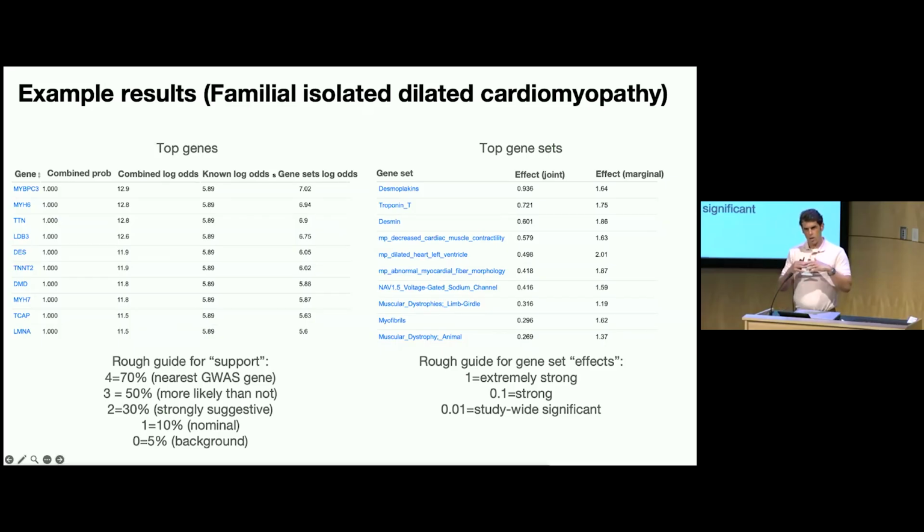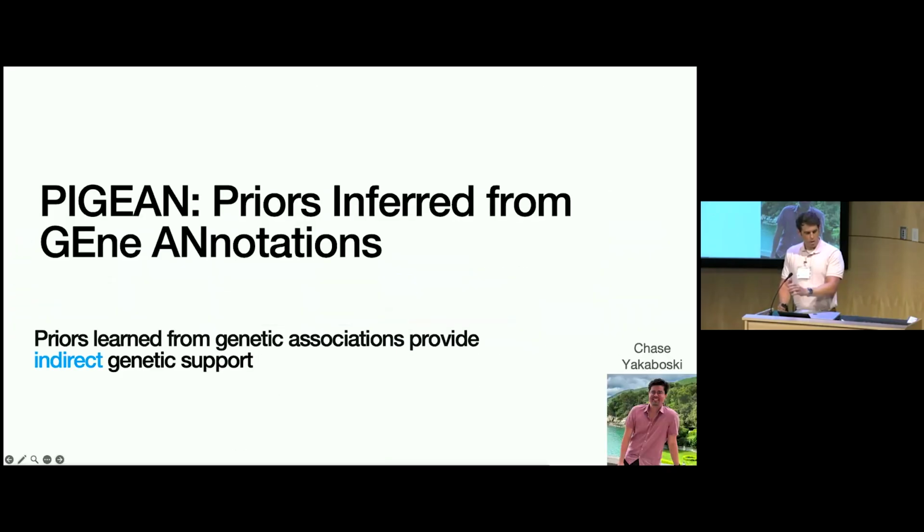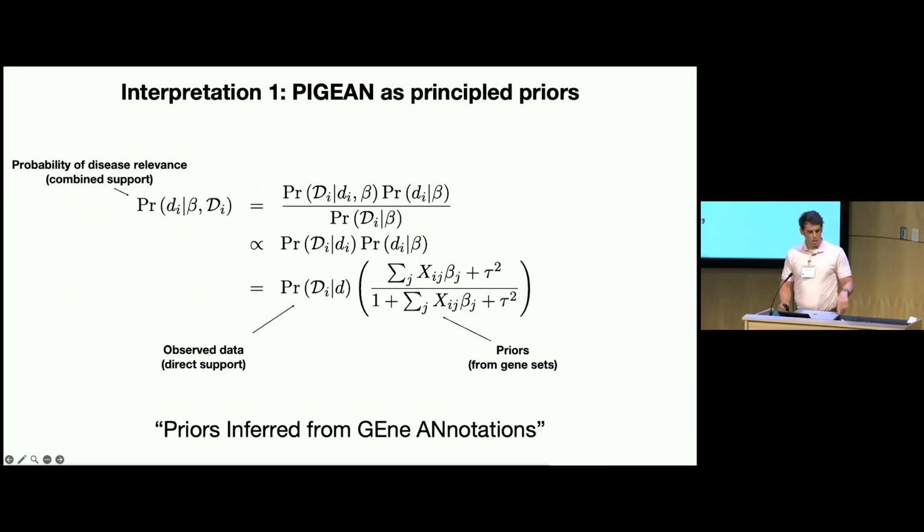It allows you to embed these rare and common traits in this gene set space, which has a lot of interesting implications, though I'm not going to touch on that. The method for doing this is called PIGEAN, which stands for priors inferred from gene annotations, and that's because the way I usually talk about this, its initial motivation was not to infer mechanisms, but just to infer gene probabilities.